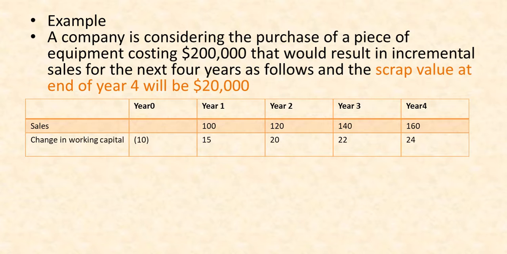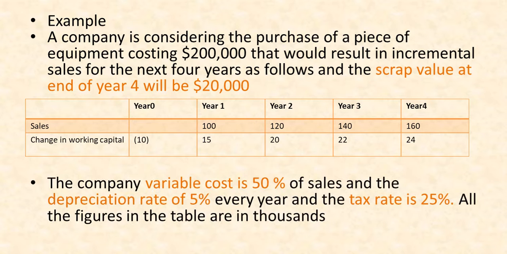In year 1, the sales will be, the figures are in thousands, $100,000. In year 2, $120,000, year 3, $140,000, and so on. Change in working capital I will tell you later. Now, the company's variable cost is 50% of the sales, the depreciation rate is 5% every year, and the tax rate is 25%. All the figures are in thousands.